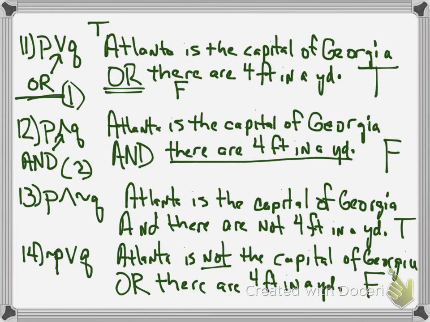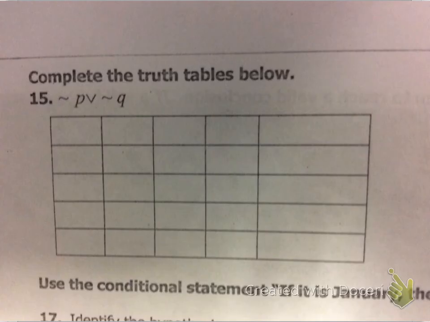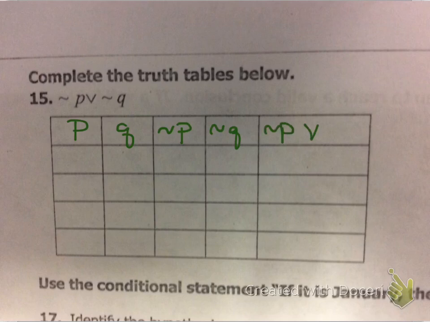So let's look at the truth tables now. When I'm doing a truth table, this is not P, not Q. I would go P, Q, not P, not Q, and then I have not P or not Q. Notice this is an order. By the way, this is only for the pre-APs. My CPs do not have to worry about this. So fast forward past this if you're in CP.